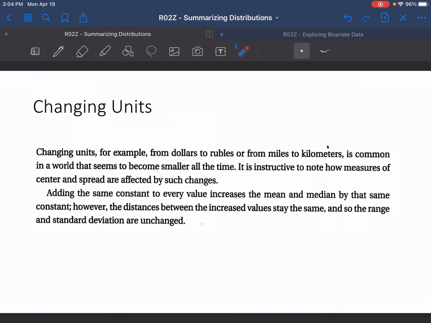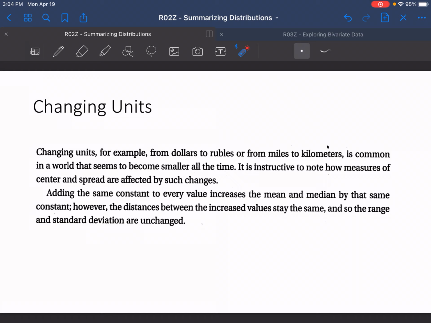So changing units, for example, from dollars to rubles or from miles to kilometers is common in a world that seems to become smaller all the time. It is instructive to note how measures of center and spread are affected by such changes. Adding the same constant to every value increases the mean and median by that same constant. However, the distances between the increased values stay the same, and so the range and standard deviation are unchanged.